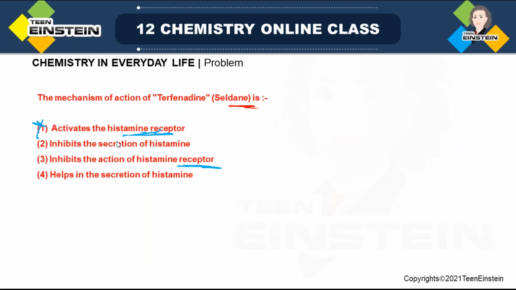Okay. So that is why for this particular problem, we cannot say it is inhibiting the secretion of histamine, but it is inhibiting the action of the histamine receptor. So this should be the correct option. And the last one, it is saying that it helps in the secretion of histamine, but obviously these two you can easily cancel. But if you are confused between 2 and 3, it is actually 3.